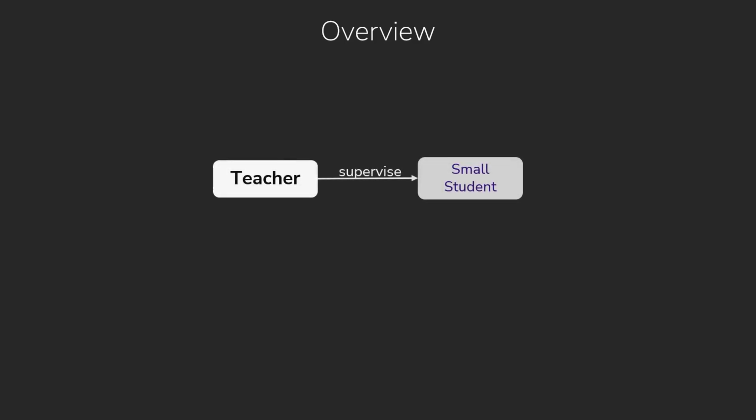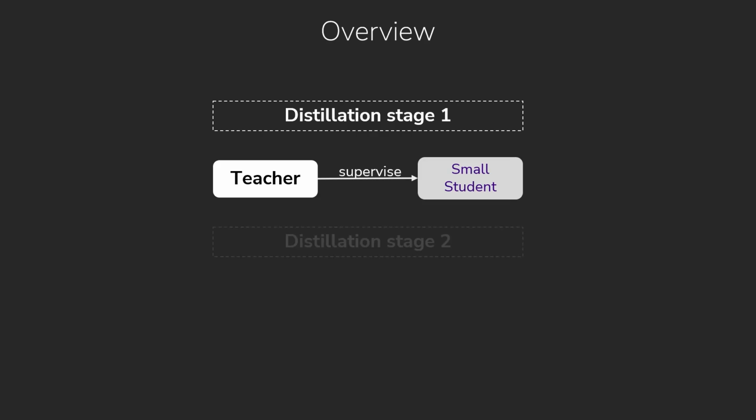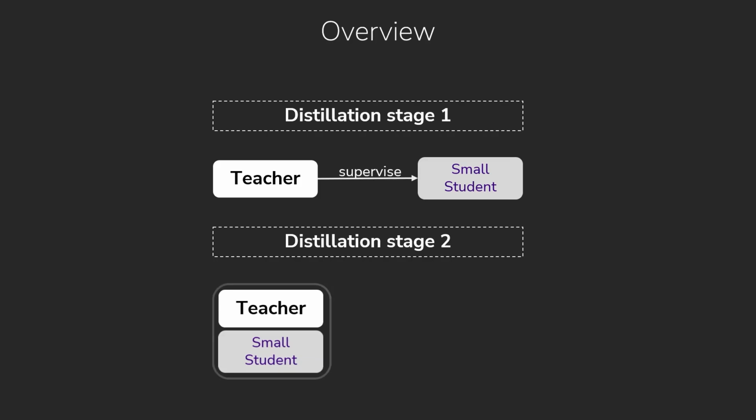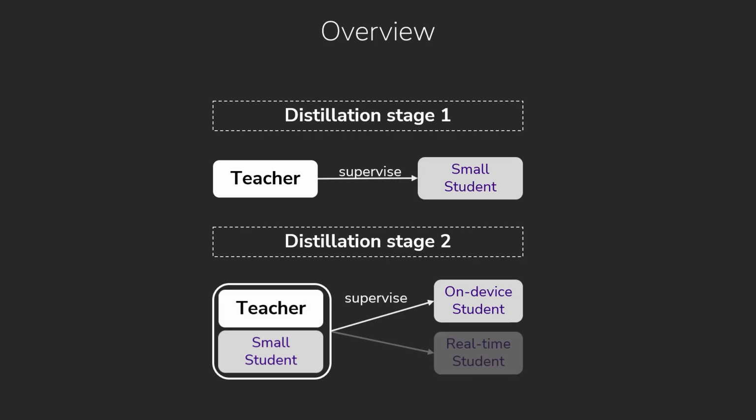In this work, we show how to compress large-scale facial animation models into real-time and on-device models using a two-stage distillation framework. Our method begins by distilling the original model into a smaller model with a completely different architecture. This is stage 1. In stage 2, we use both the original and the small model as teachers to train two final lightweight variants, one for on-device use and one for real-time applications. They both share similar architectures with the small model.